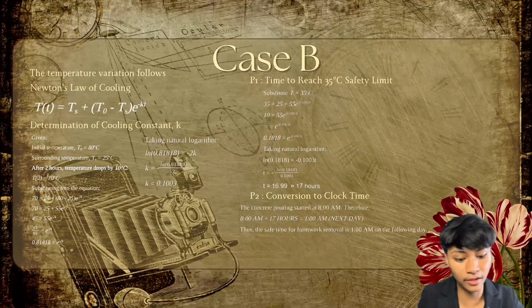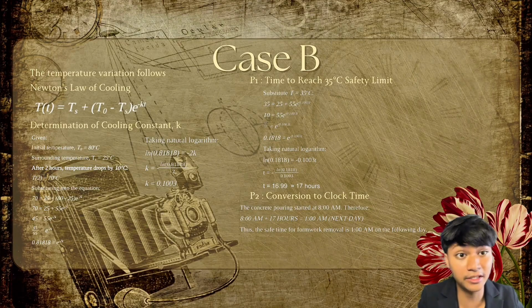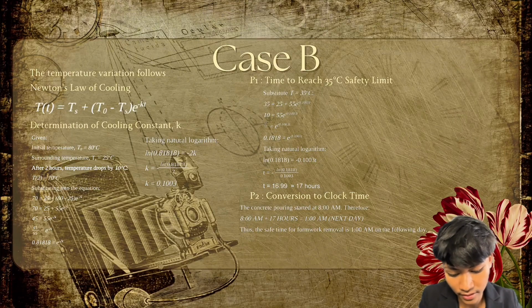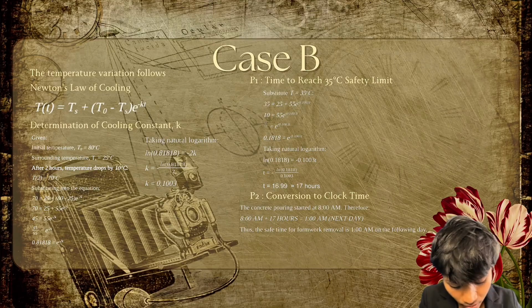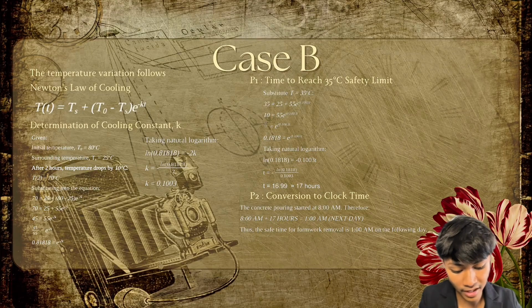And last but not least, we are going to work on our case B. Just like earlier, the concepts are pretty much the same, but this is the temperature problem. The temperature variation follows Newton's law of cooling. For Newton's law of cooling, the function is T equals Ts plus bracket T0 minus Ts bracket e to the power negative kt. T0 is the initial temperature, Ts is the surrounding temperature.